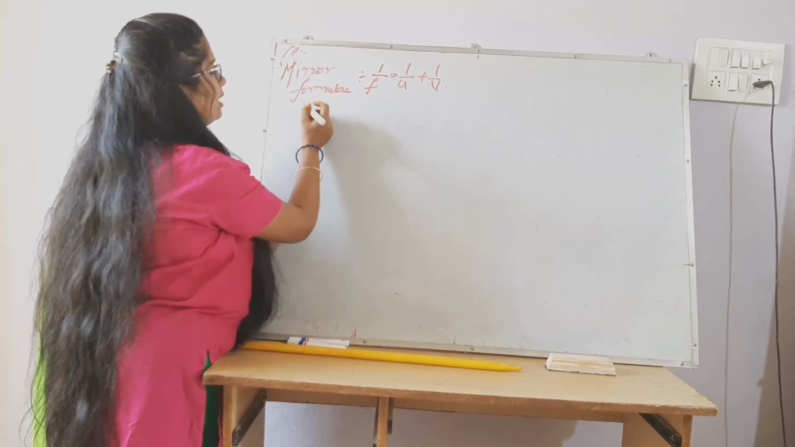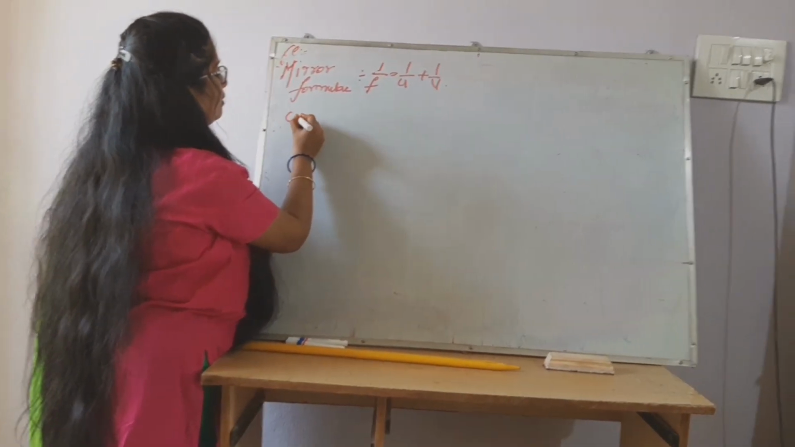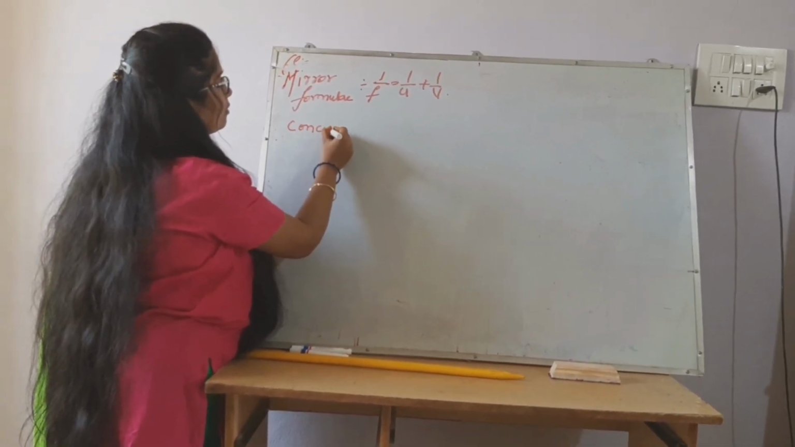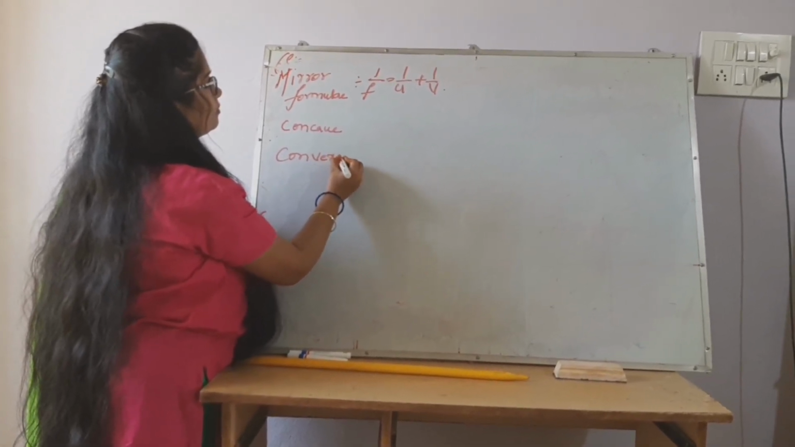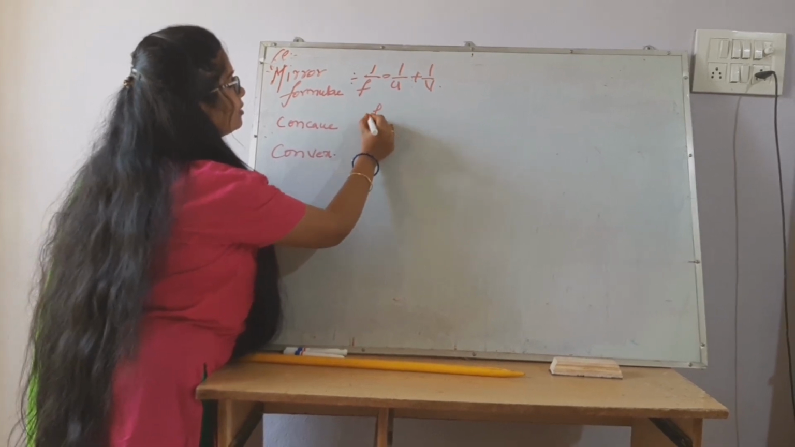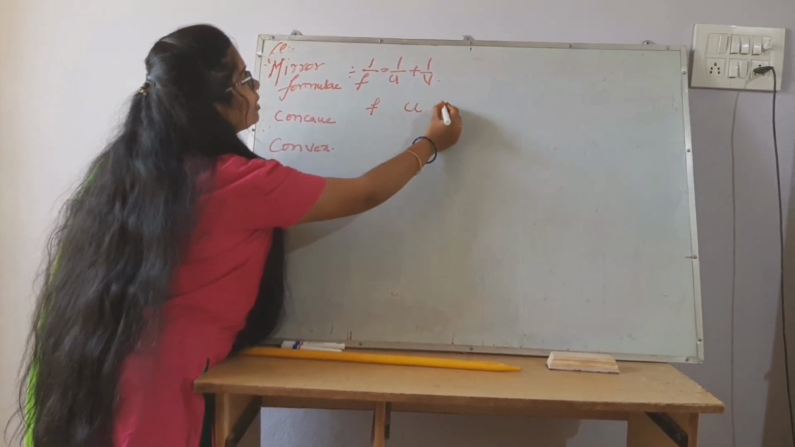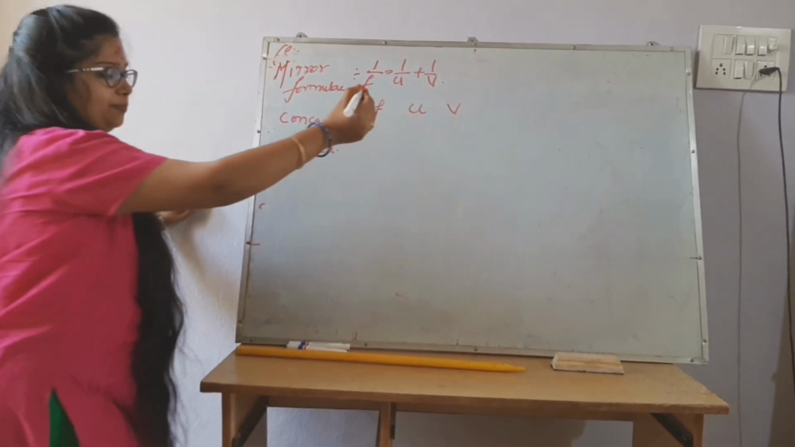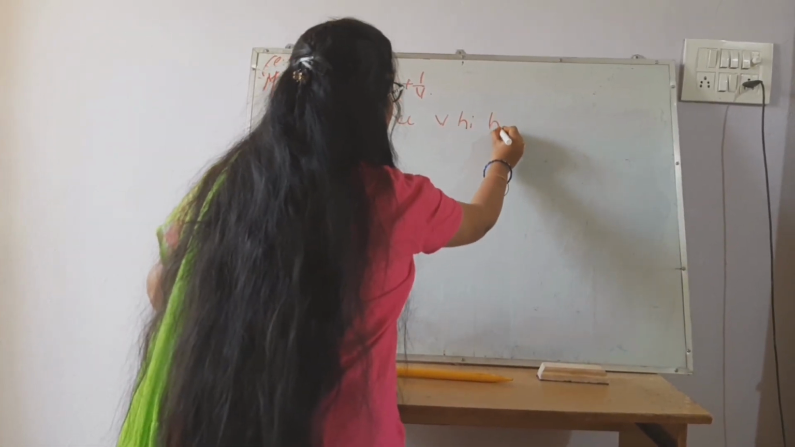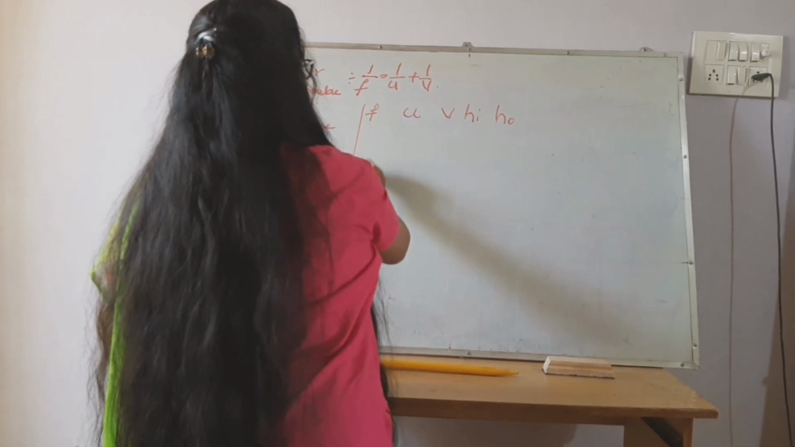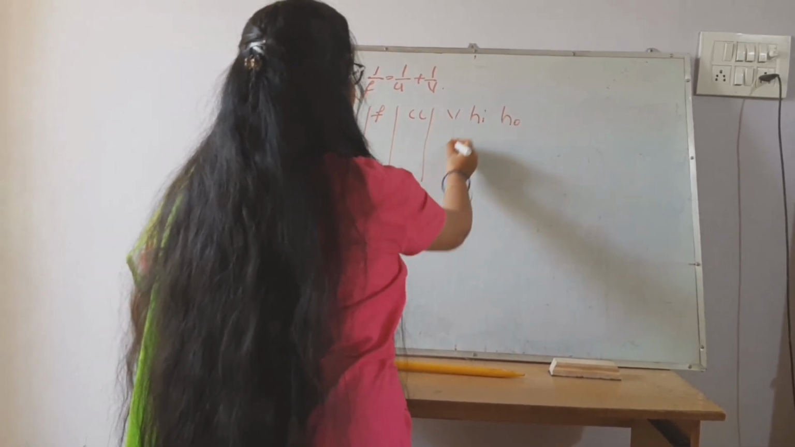In this, concave, convex we will take. Okay, f in concave, u in concave, v in concave, hi in concave, h naught in concave. What are the values for these? We will see first.